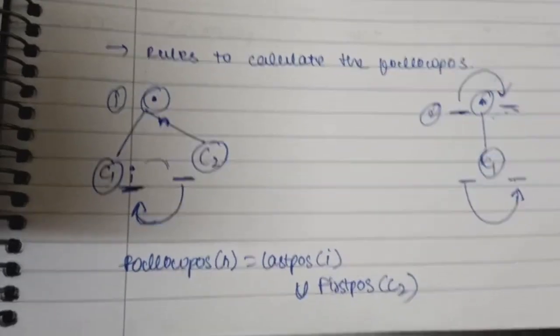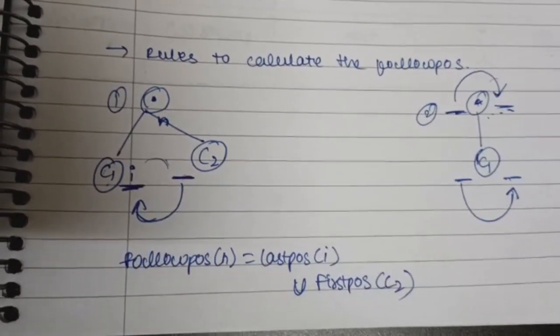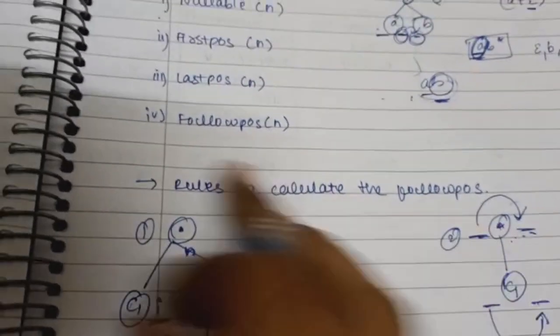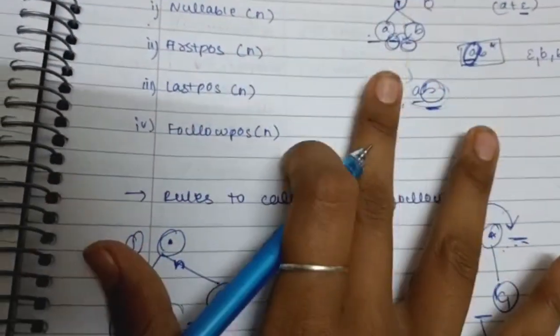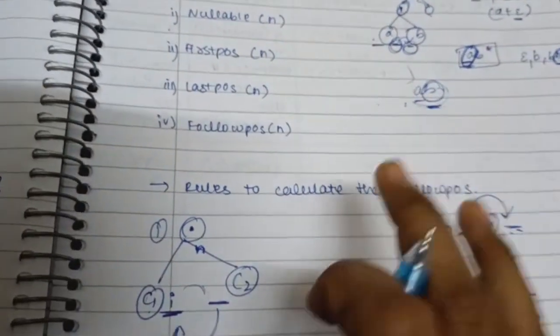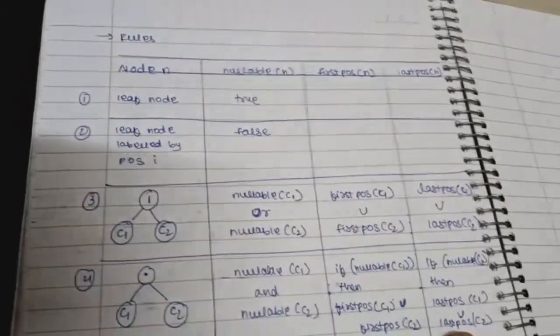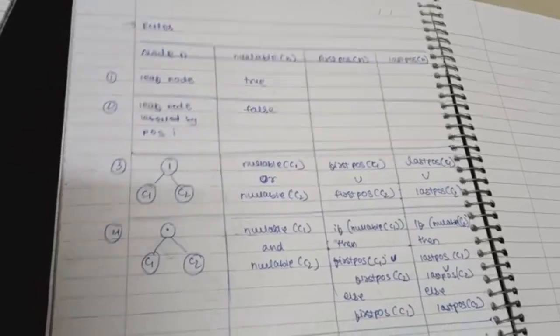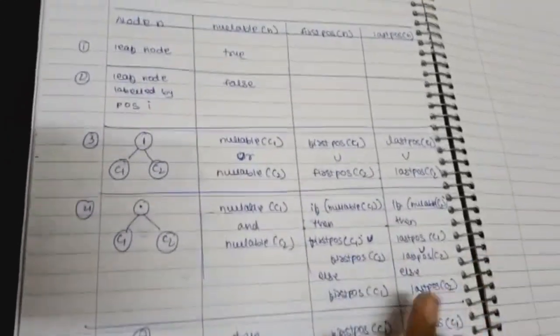Okay, let's see with an example. First, before that, we'll understand the rules to calculate the first position, last position, and whether it is nullable or not. And for that I have just created the rules for the table. Okay, it is given in the book also. You will get it anywhere.